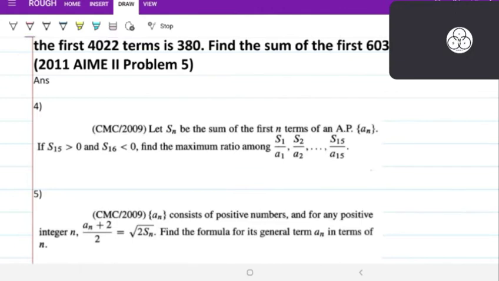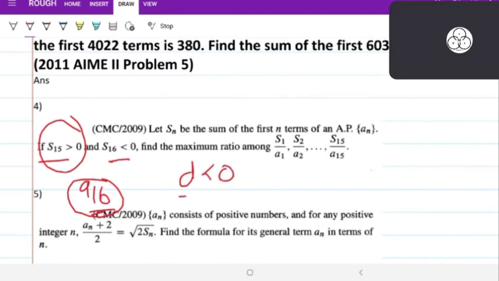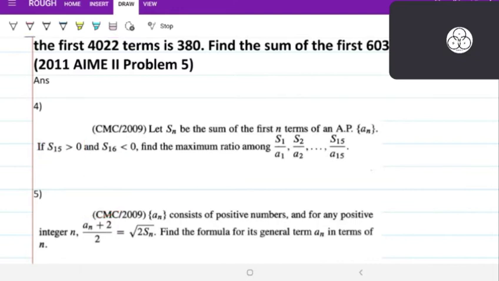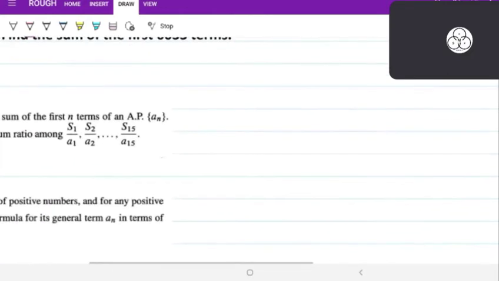You can see one thing: the sum of the first 15 terms is positive, and when the 16th term is added, the entire sum becomes negative. That means the common difference is less than 0. The common difference is negative, so this is a decreasing AP. That is the first piece of information I can note. So what does a decreasing AP mean?